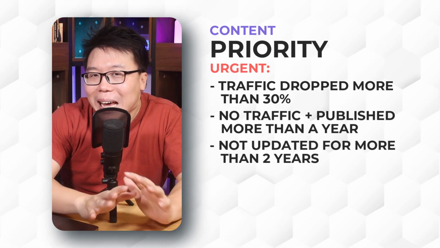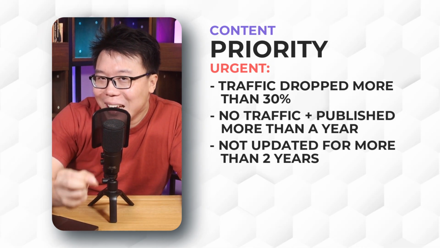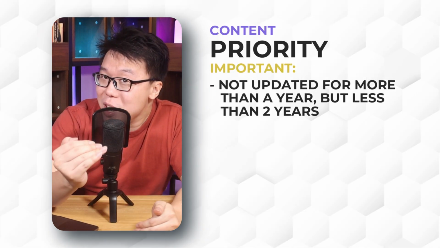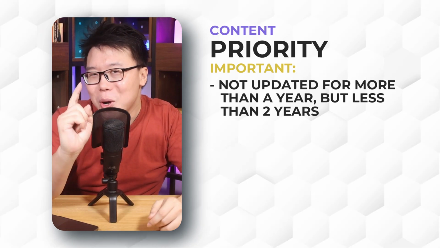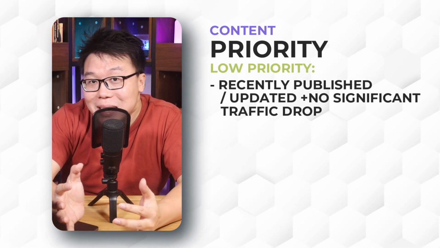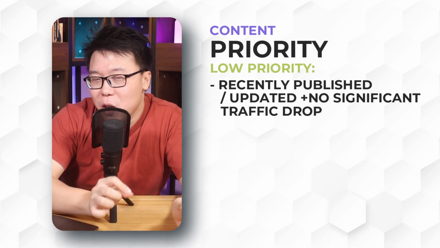And if the content has not been updated for more than 2 years, you also want to set it as urgent as well. And then if the content has not been updated for more than 1 year but is less than 2 years, you want to set it as important. And if the content was recently published or updated and there isn't any huge traffic drop, then you can mark it as low priority. At the end of the day, you know your website and business the best. This is just a guide.